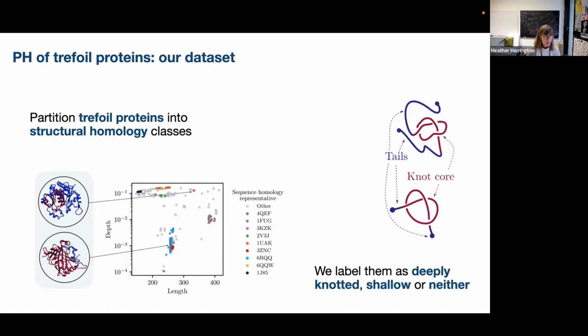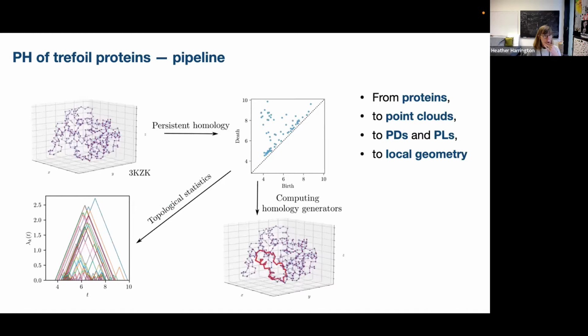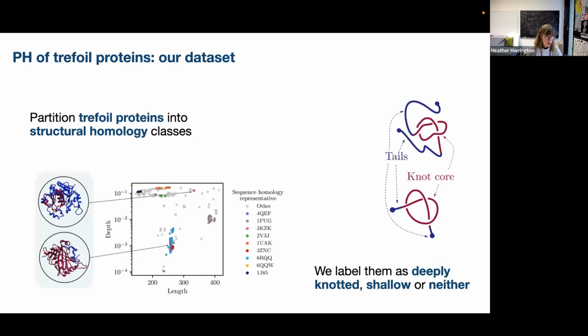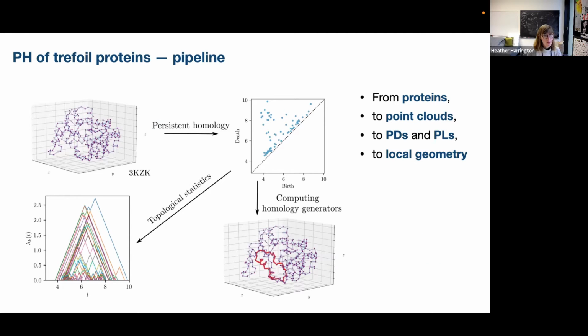So we can partition the proteins, exactly what I showed you before, into these structural homology classes, and we then label them. They're either deeply knotted, shallow knotted, or neither. And this is other work that's been done. So we've labeled them according to what's known. And then we created a pipeline. From the proteins, we have a point cloud, compute persistent homology to get a persistence diagram. And then from the persistence diagram, we can compute topological statistics. So we compute landscapes and average landscapes for these structural homology classes of proteins.